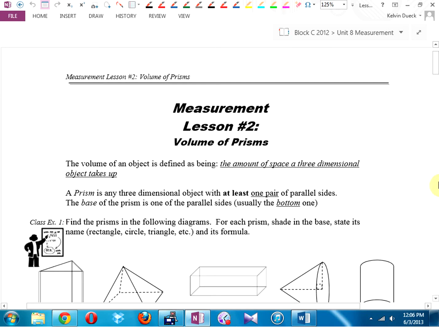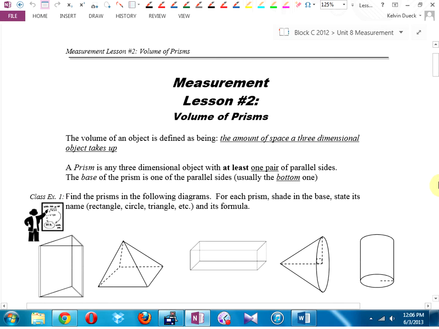Volume of prisms. The volume of an object is defined as being the amount of space a three-dimensional object takes up. You know what volume is? It's how much water you could pour into the object if you then poured that water out into a nicer shaped container like a measuring cup. That's volume.